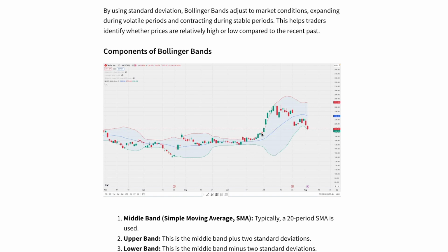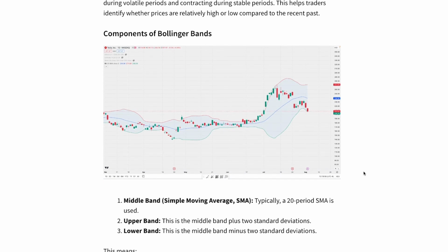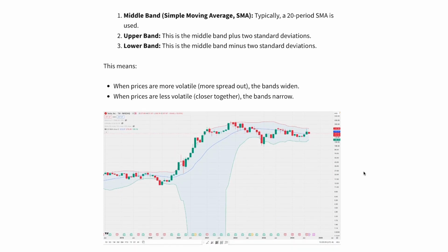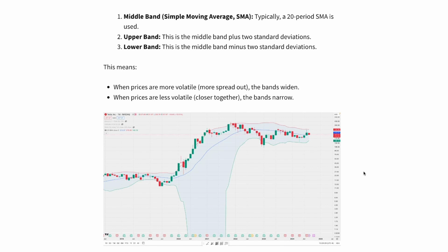So as the price rises, there's more volatility, the bands expand. And when you can see here some consolidation and prices just moving sideways, the bands are compressed. So that is sort of the math or the explanation behind how this technical indicator is comprised. That's sort of what it means. When prices are more volatile, more spread out, the bands widen. When prices are less volatile, closer together, the bands narrow.